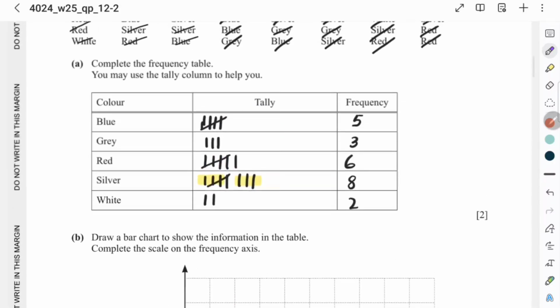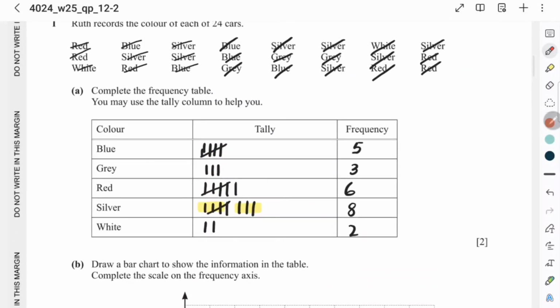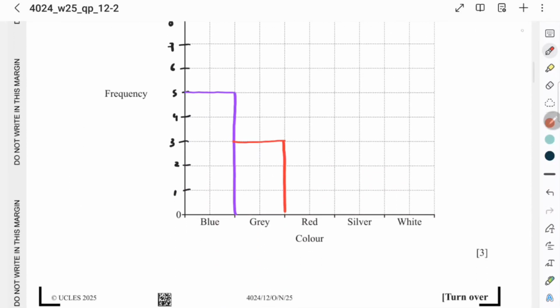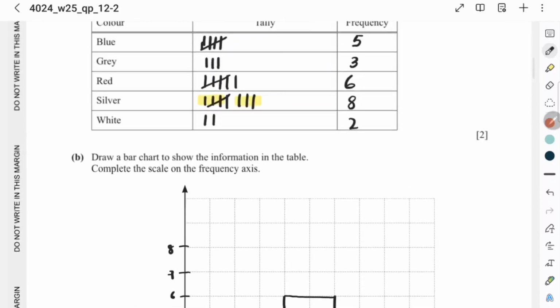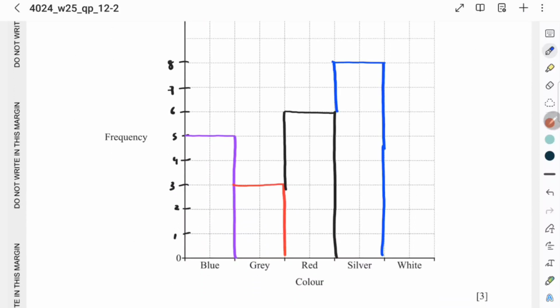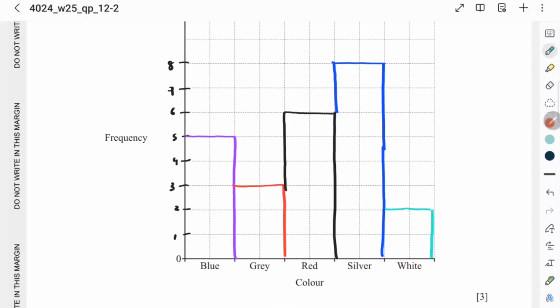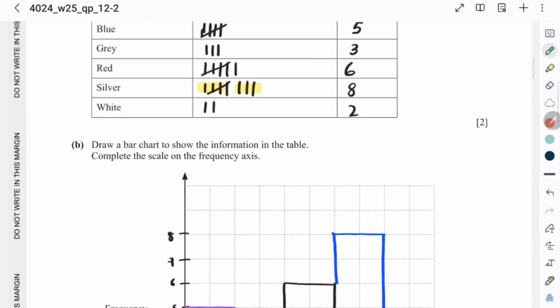The next one, we have gray only 3. So we'll have gray 3. The next one is red is 6. So the red is 6. And then silver is 8. So the silver is 8, and the last one white is 2. So you can see, this is the bar chart for the above frequency table.